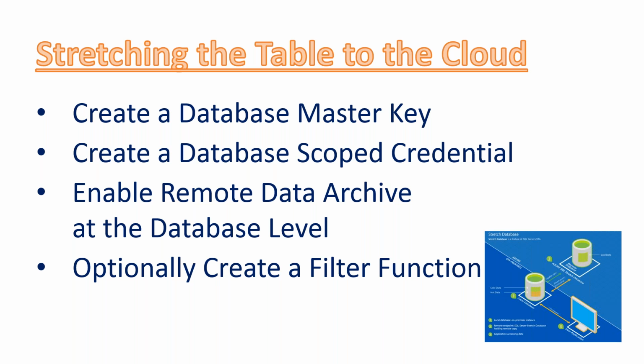And what SQL Server will do, it will cross-apply from the table to this function. And if the function returns a row for an existing row in your table, the row will be archived and transferred to the cloud. If not, it's going to be considered hot data, and it's going to be left in your local storage. You don't have to create a filter function.